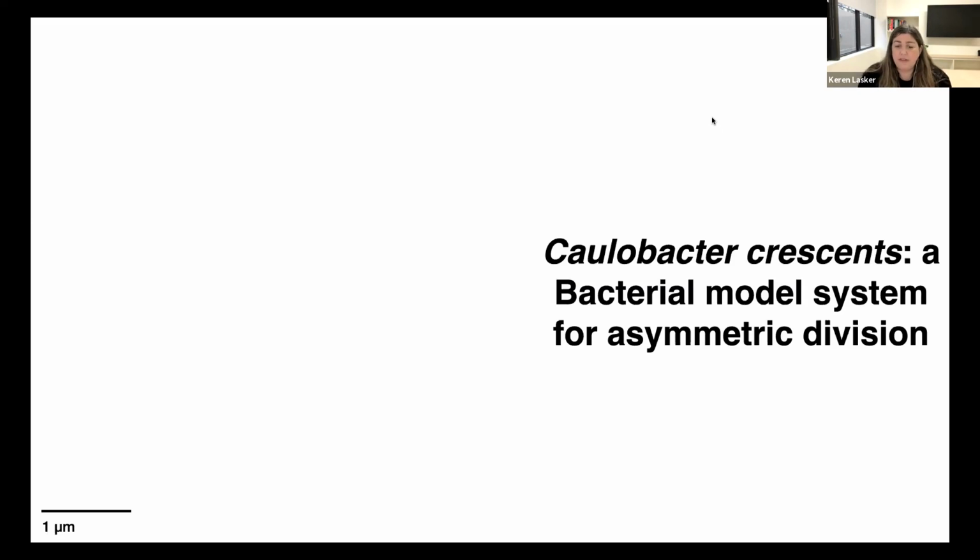My work is focused on aspects of cellular organization in the bacterial model system Caulobacter crescentus. Caulobacter crescentus is a freshwater bacteria, part of a highly abundant and diverse alpha proteobacteria class. Caulobacter goes through asymmetric cell division. So what do I mean by that?